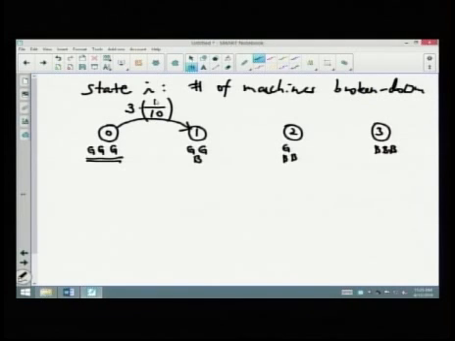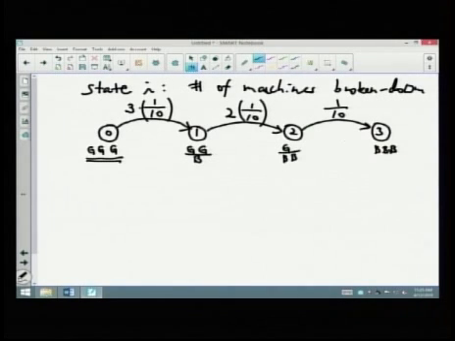Okay. So with this in mind, you can do this. What is the failure rate at this time? Multiply by 2, because there are 2 good machines, right? Here, it's going to be 1/10, since there is only one good machine in state number 2.